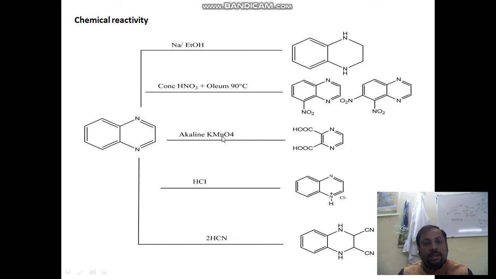And when alkaline KMnO4 tries to oxidize it, this benzene ring gets broken down and will give the diacids, while the ring with the nitrogen, this pyrazine ring, remains the same.